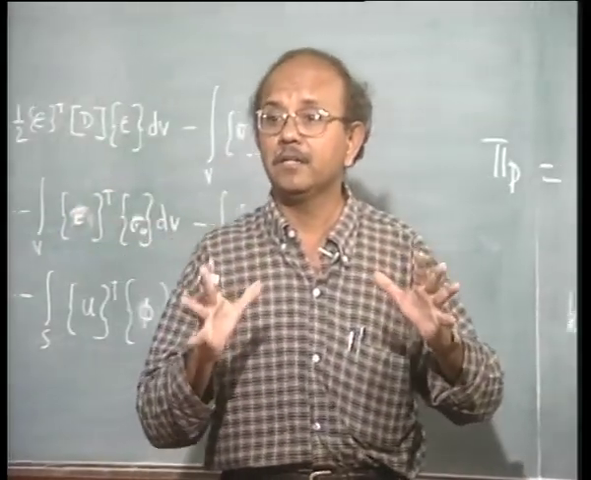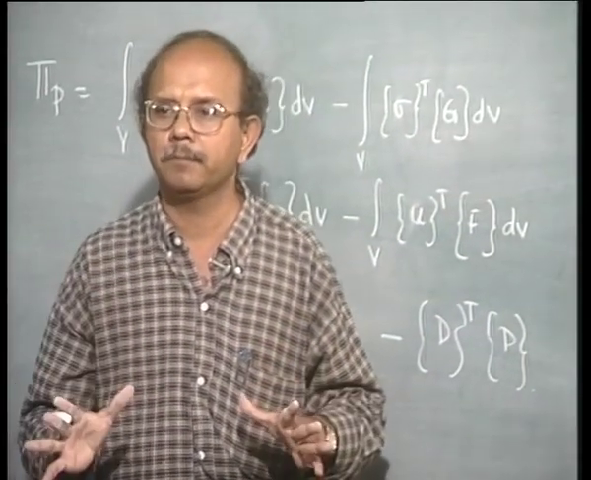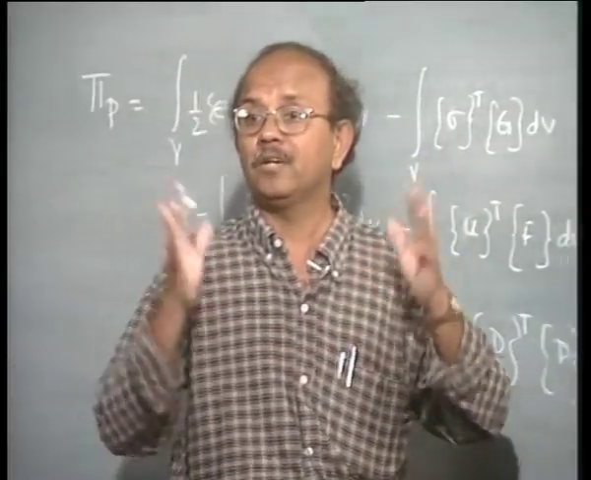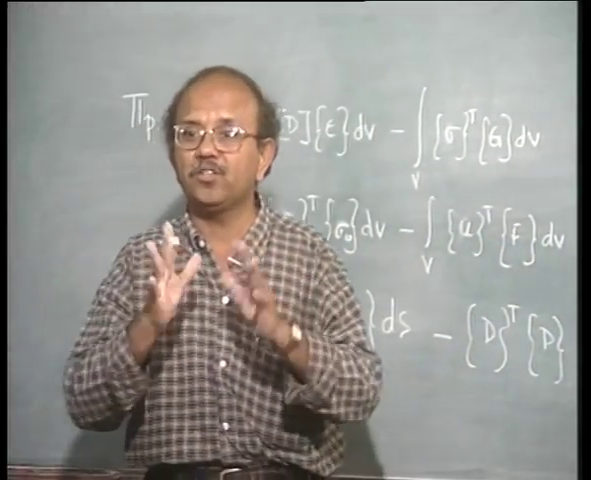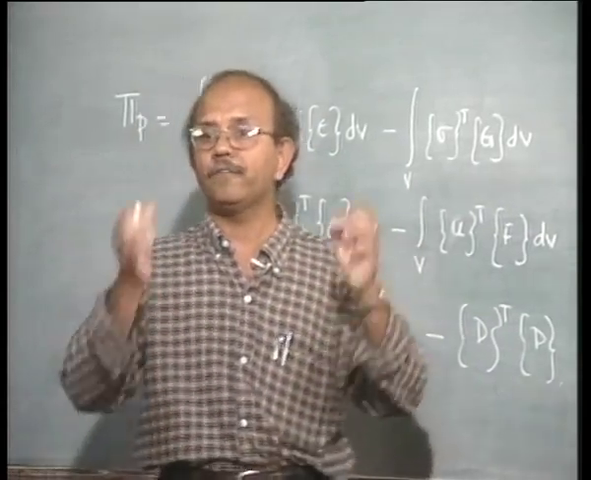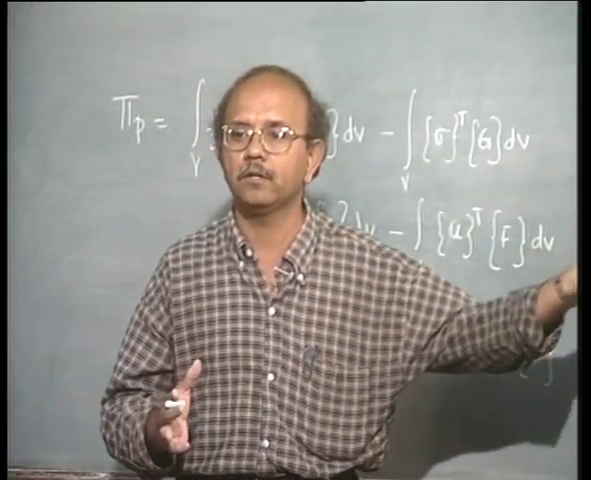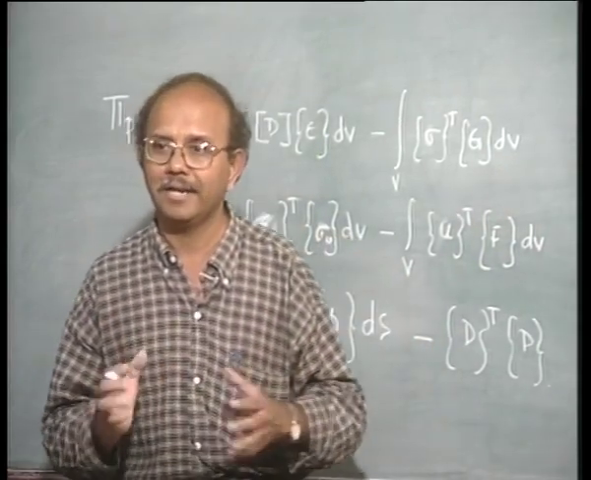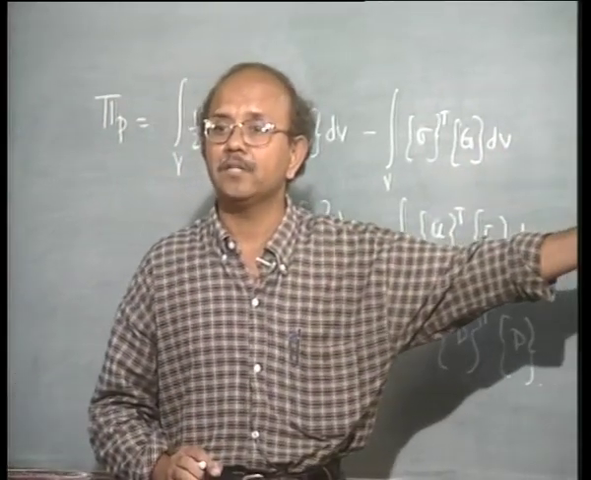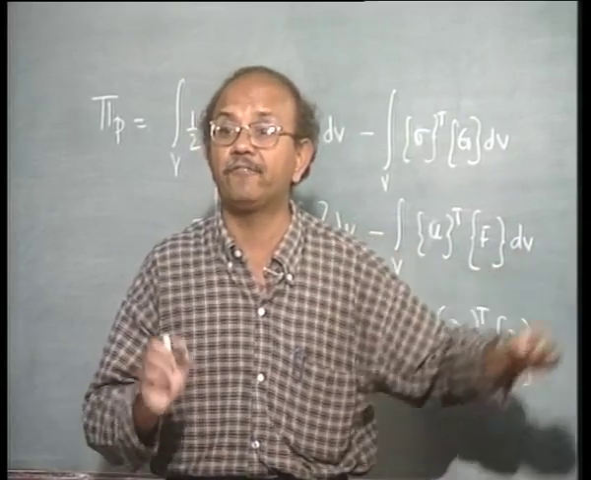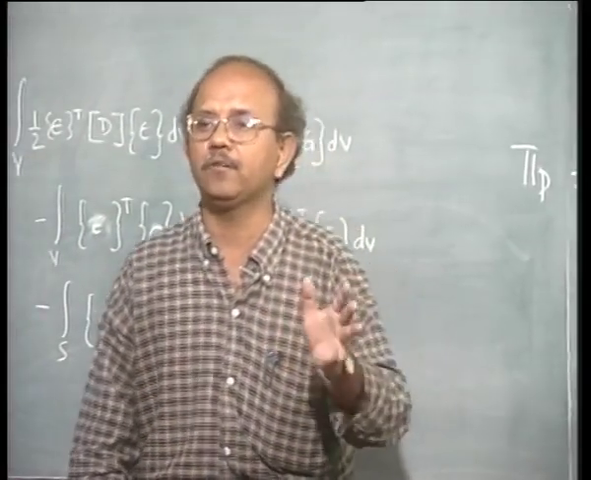So each element contributes to strain energy and each element contributes to potential loss. If I want to find the complete phi p of the system, I have to add the contribution of each element, as far as the strain energy is concerned, and the potential loss due to body loads or body forces and so on. But I can't add straight away because the small d's are different. The first element may have nodes 1 and 2, the second element nodes 2 and 3, the third element nodes 3 and 4, and so on.